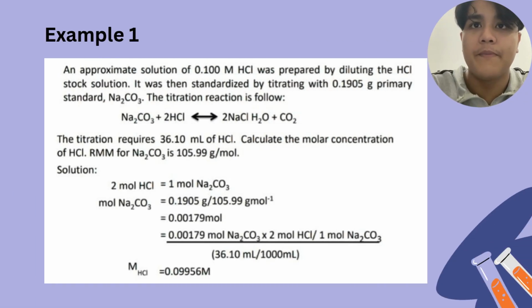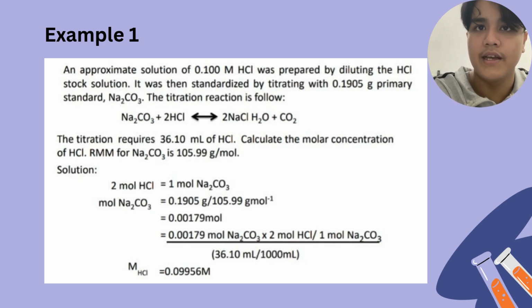Example 1. An approximate solution of 0.1 molar HCl was prepared by diluting the HCl stock solution. It was then standardized by titrating with 0.1905 gram primary standard Na2CO3. The titration reaction is as follows: Na2CO3 + 2HCl ⇌ 2NaCl + H2O + CO2. The titration requires 36.1 mL of HCl. Calculate the molar concentration of HCl.